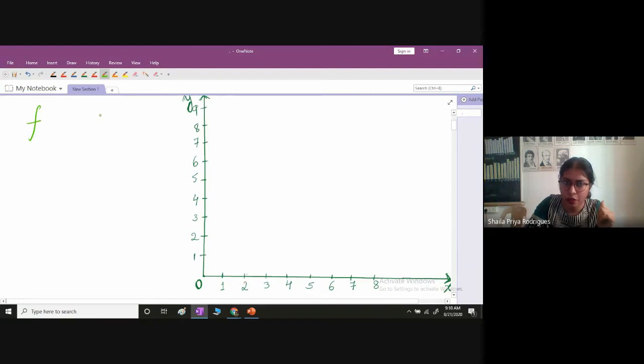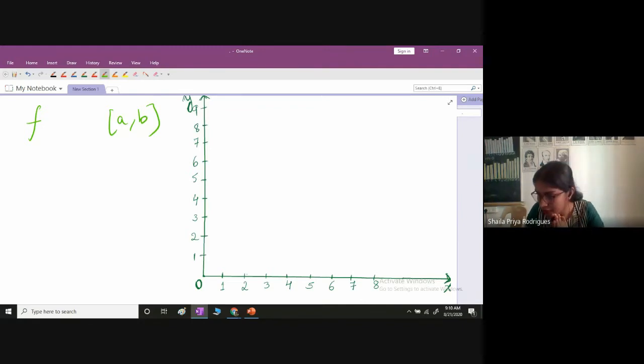I'll give you a function f on the closed interval a comma b. a comma b are some real numbers. This closed interval contains all real numbers from a to b, including a and b. All right. f is a function defined on the interval a comma b. What do I mean by defined here? When do I say that f is defined on the closed interval a comma b? What does that mean? For every real number x that lies in this closed interval a comma b, f of x exists or is defined, right? The function value exists. That is what is meant by f is defined on that closed interval.